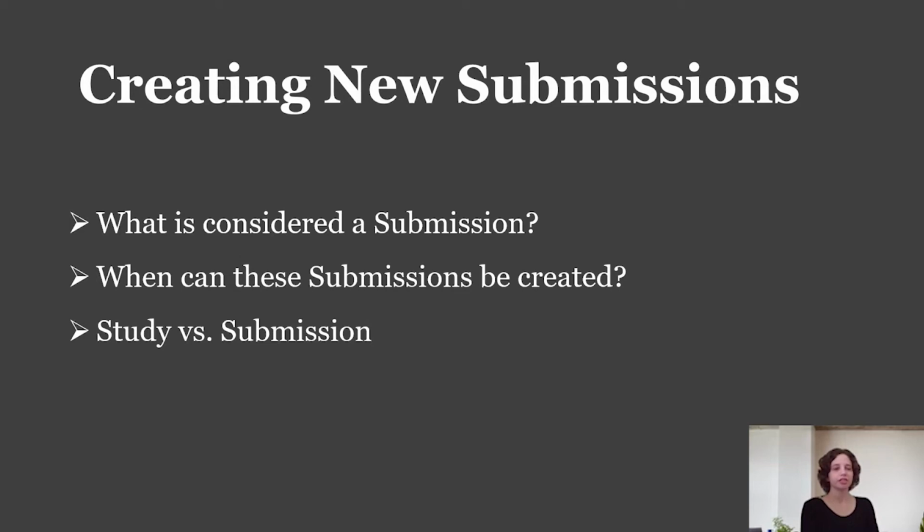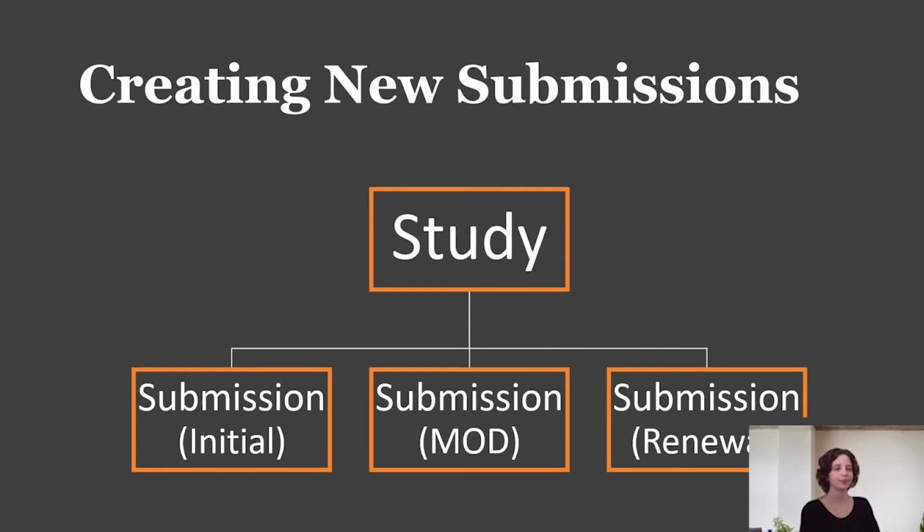In order to submit the initial application, you must first create a new study. The study is the overall research project, and the submissions are the individual requests for the project. This slide provides a visual of how the study differs from the submissions. The study is the research project, and the submissions are the requests for that project. This example includes 3 submissions: the initial application, the modification, and a renewal request.